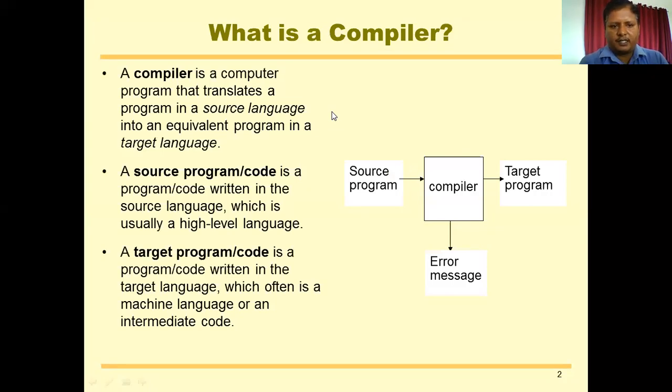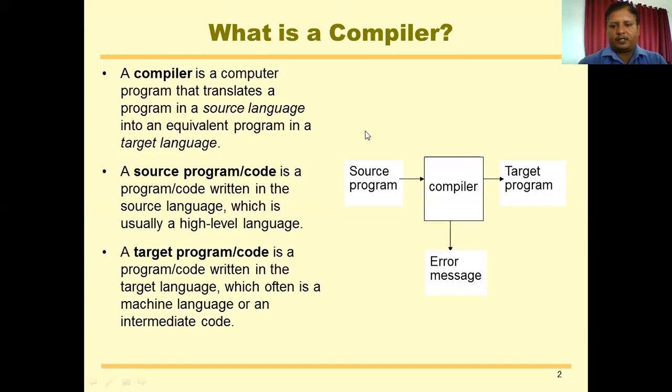So a compiler is a computer program that translates a program in a source language into an equivalent program in a target language. The source program is code written in the source language, generally a high-level language. The target code or target program is written in a target language, in terms of machine-understandable code or sometimes assembly language code.